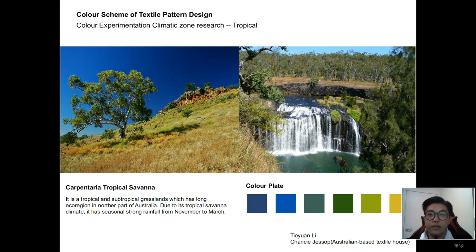For page 3 is the tropical savanna, a tropical and subtropical grassland, which has a large ecoregion in the north part of Australia. The tropical savanna has seasonal strong rainfall from November to March.